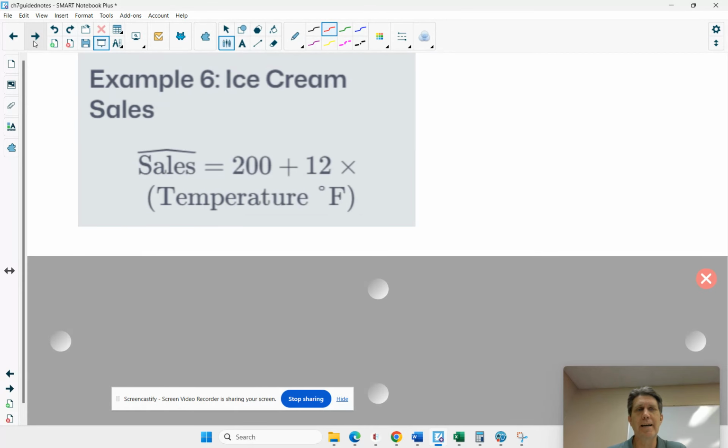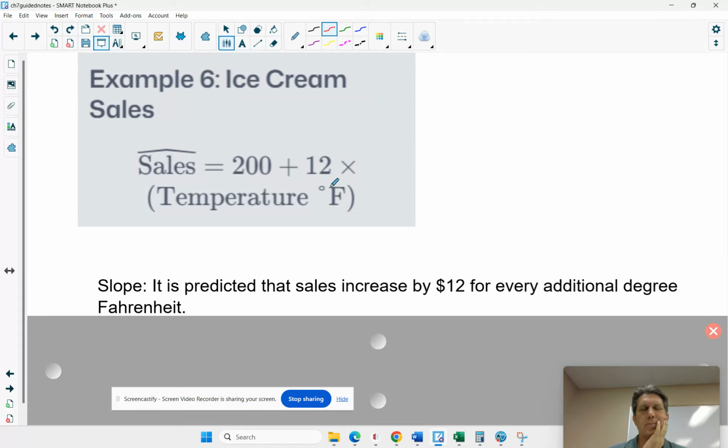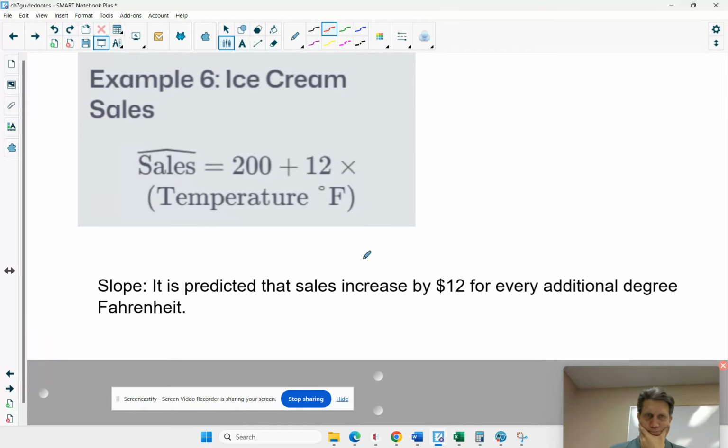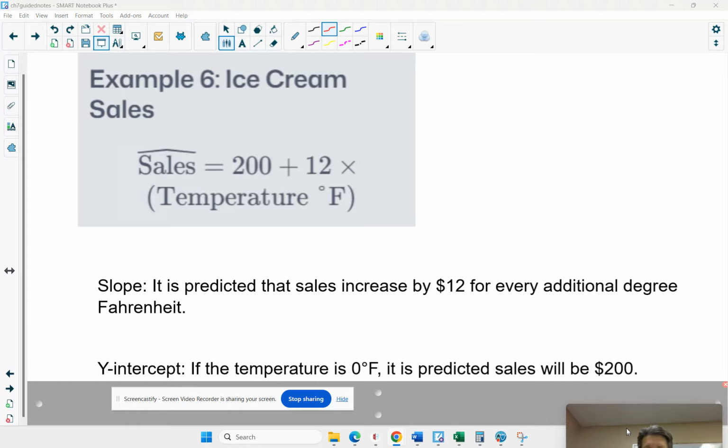Number 6, ice cream. It is predicted the sales increase by $12 for every additional degree Fahrenheit. If the temperature is 0 degrees, it is predicted sales will be $200.